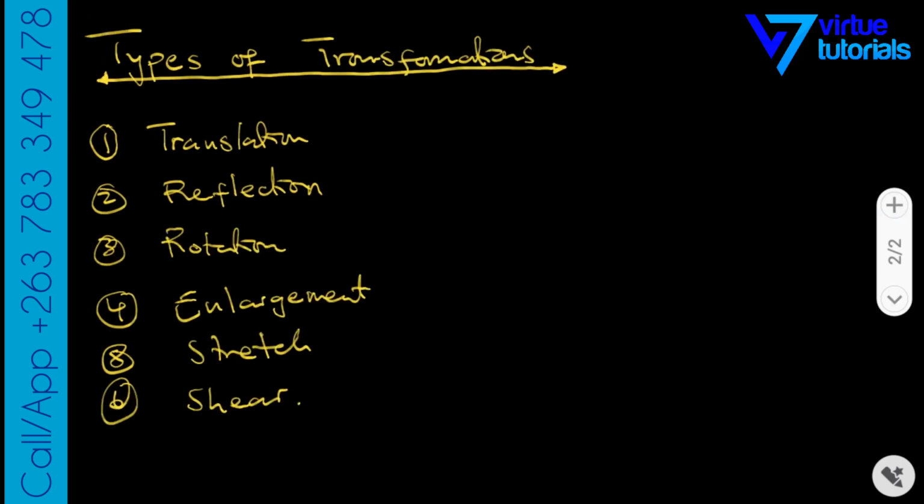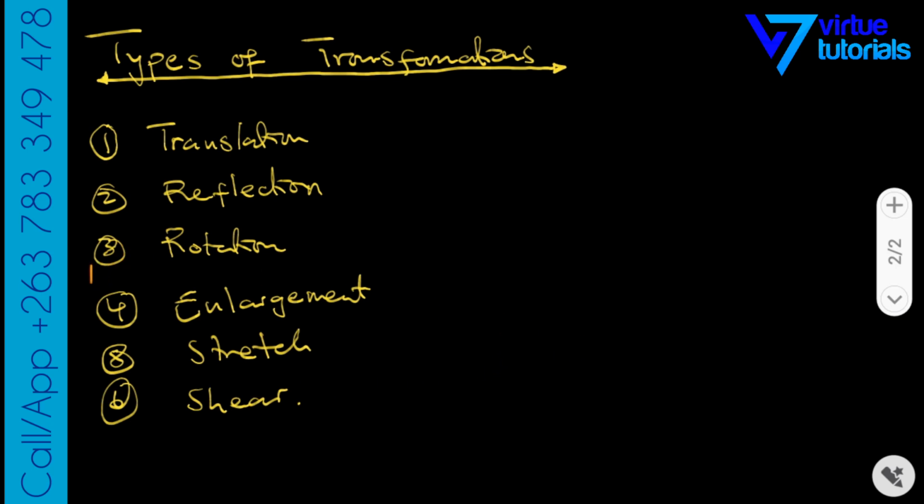So we have 6 types of transformations that we look at in our syllabus, right? So 1, 2, 3, 4, 5, 6. We have a translation, reflection, rotation, enlargement, stretch, shear. So these are the types of changes that can occur to the shape. A shape can be translated to produce an image. It can be reflected to produce an image. It can be rotated to produce an image. It can be enlarged to produce an image. It can be stretched to produce an image, or it can be sheared to produce an image.